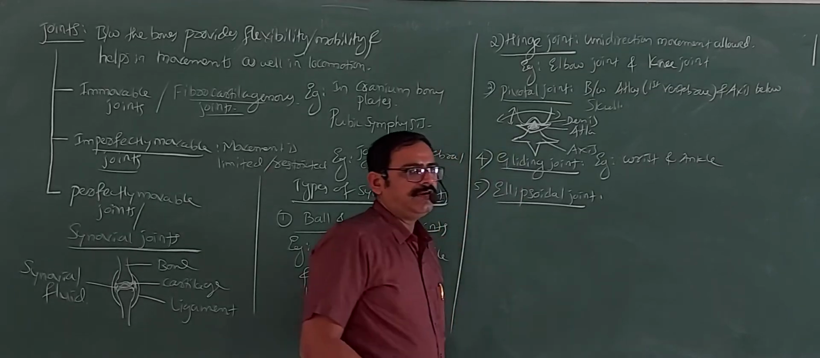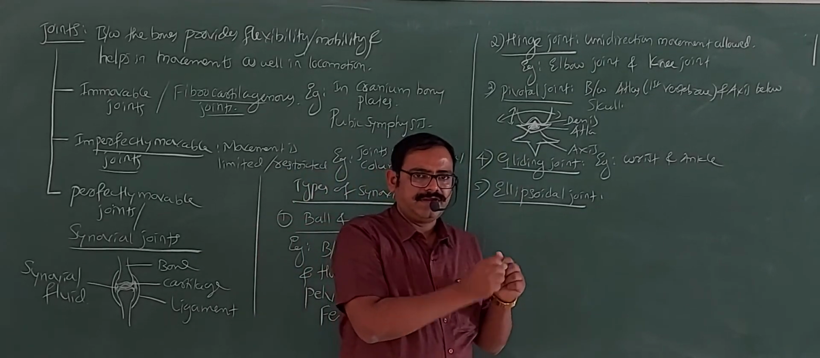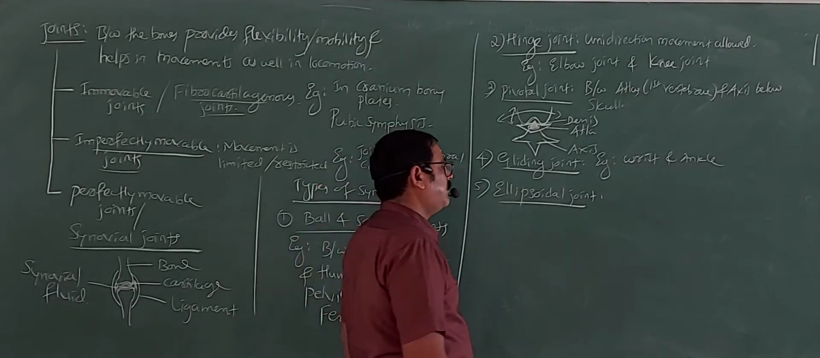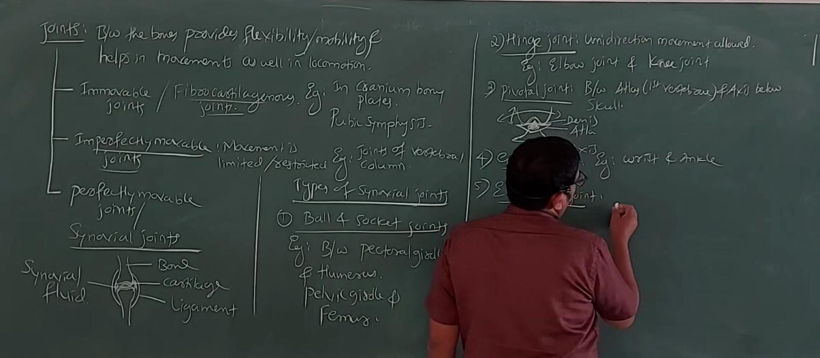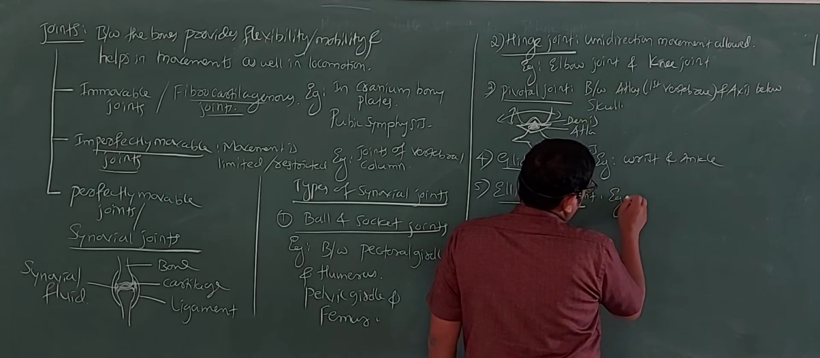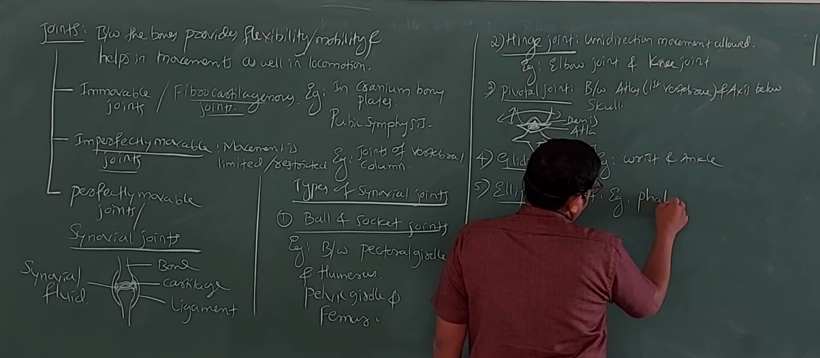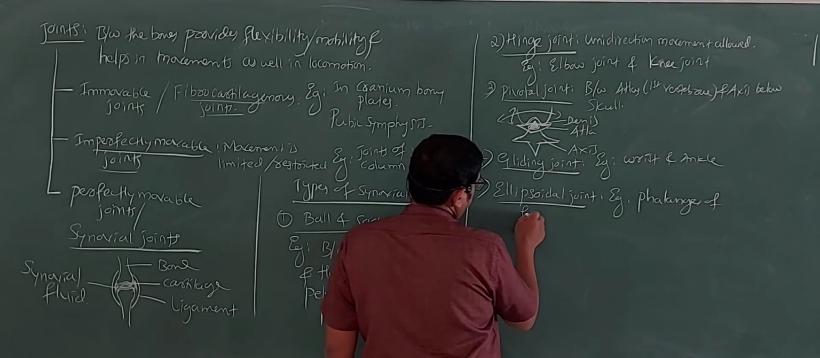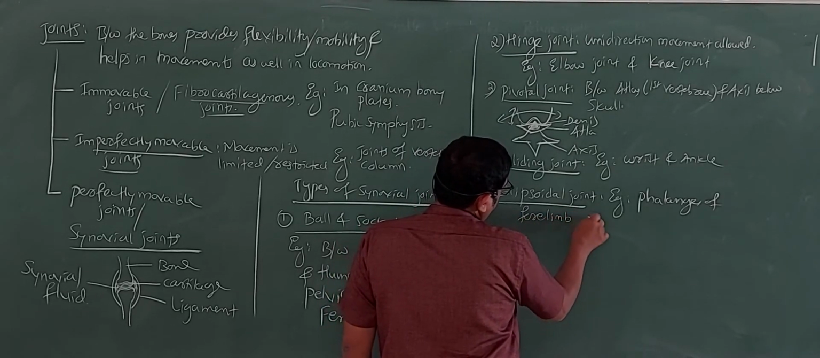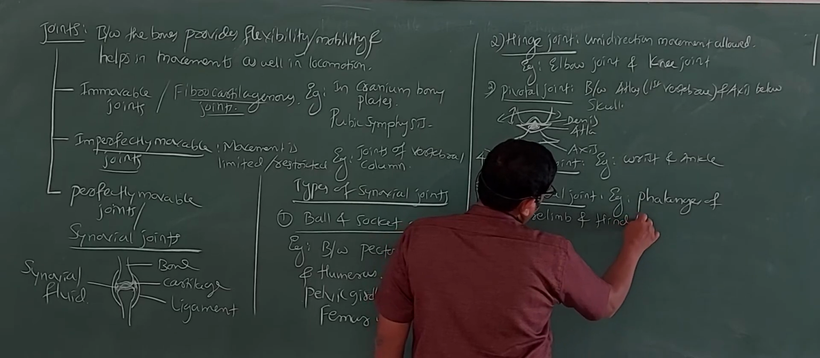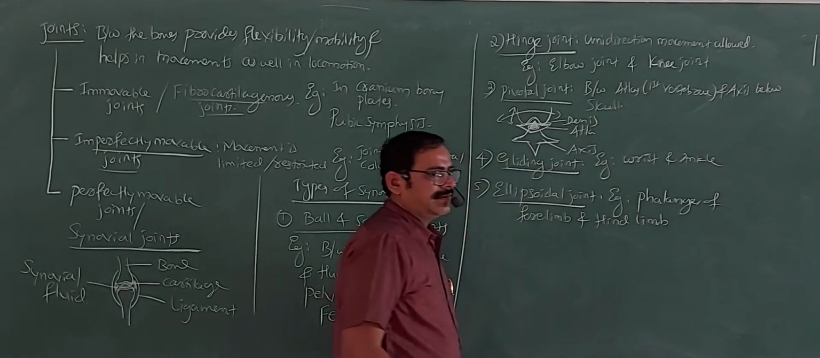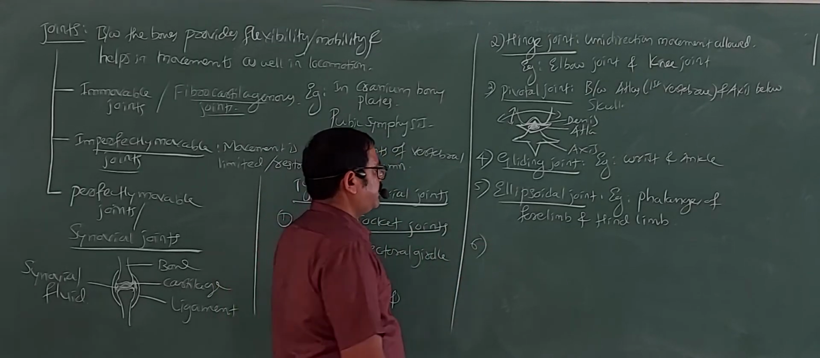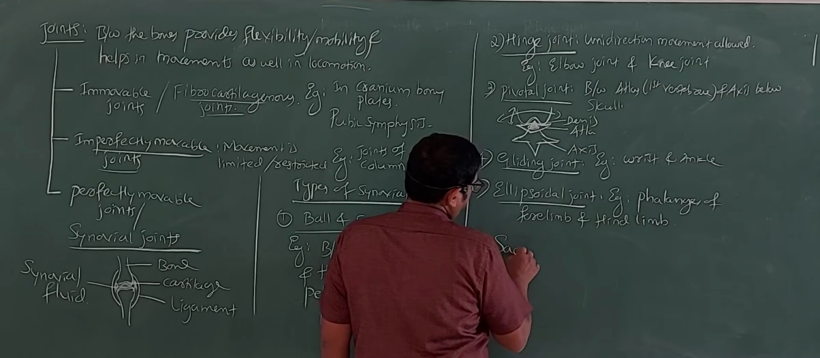We can fold our finger back and front also. So there is elliptical movement of the phalanges. The ellipsoidal joint is mainly seen in the phalanges of the four-limbed hind limb. Then the sixth one is called the saddle joint.